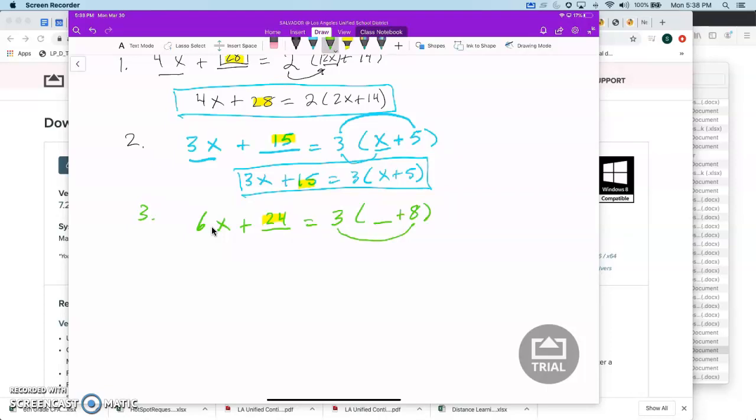So let's now figure out what this number will be. Well, I have to have 6x. So 3 times what will give me 6x? Well, I know 3 times 2 is 6, and then we add an x, so 3 times 2x gives 6x. And voila, you have an answer. You have 6x plus 24 is equal to 3 times 2x plus 8. Okay? So those are two equivalent expressions. This one's equal to that one. We know that.